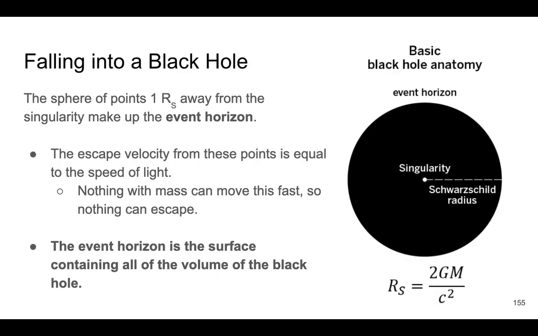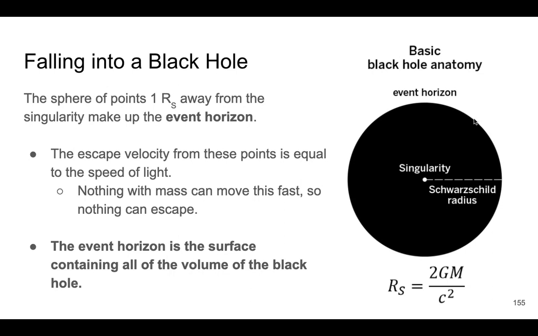So, yeah, here again is your basic black hole anatomy. All of the mass is down there at the singularity. And if you go out one Schwarzschild radius in every direction, that describes a surface that is the event horizon. So the escape velocity from those points at the event horizon is equal to the speed of light. If you go a little bit further, your escape velocity is less than the speed of light, which means it's at least mathematically possible and physically possible to escape from out here.